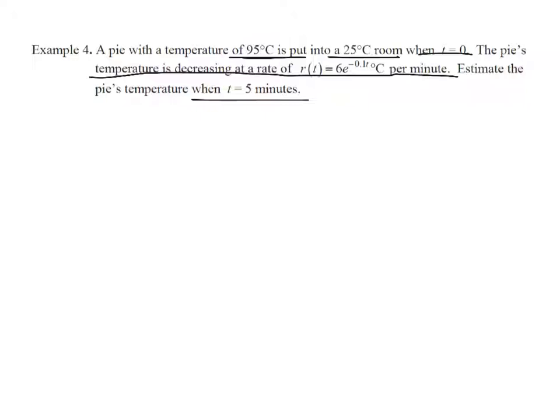Okay, so time equals 5, that's like my x value, right? Because time is in my rate, R of t. And so my R of t, that's my rate, it's decreasing, so keep in mind that's going to be a negative rate because it's decreasing.